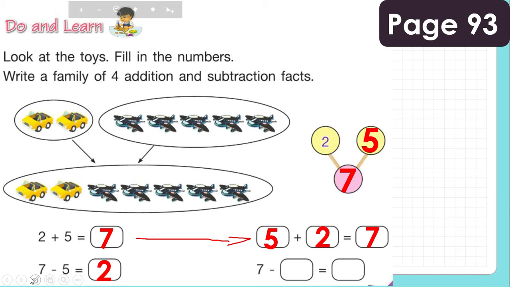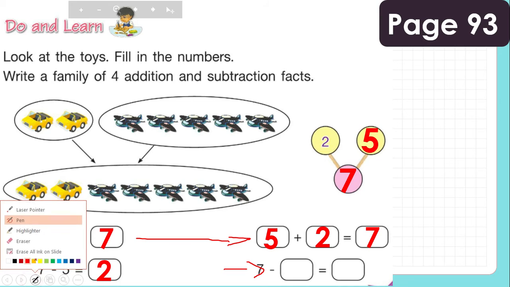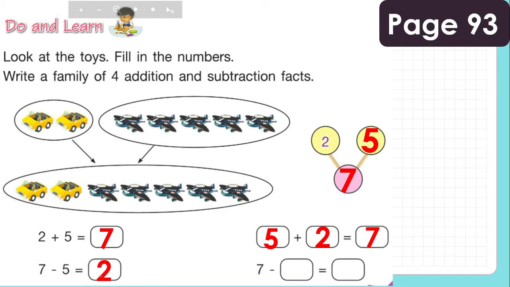Okay, next. How about the other one? Okay, how about this one? How do we get the other number? How do we get the third number? We are going to minus 2. We're going to write it here. So, there you go. 7 minus 2 equals 5. We'll get the answer 5.